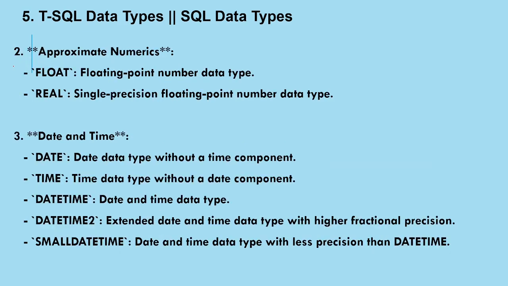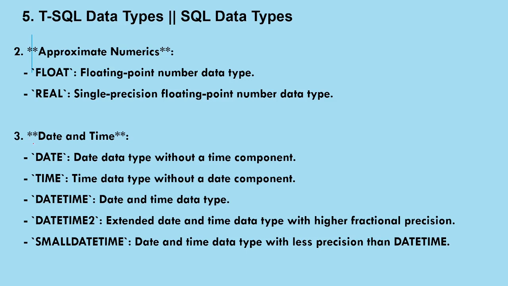So next, approximate numerics. Float is a floating point number data type. Next, real is a single precision floating point number data type. So we will see all the examples in future sessions.